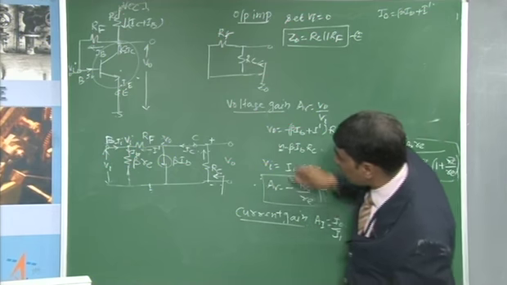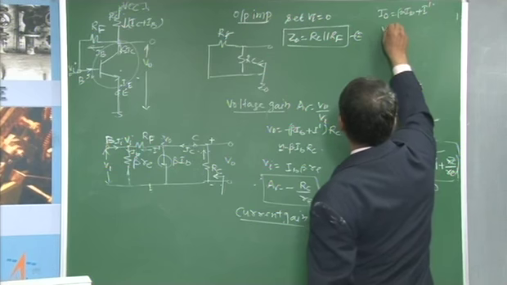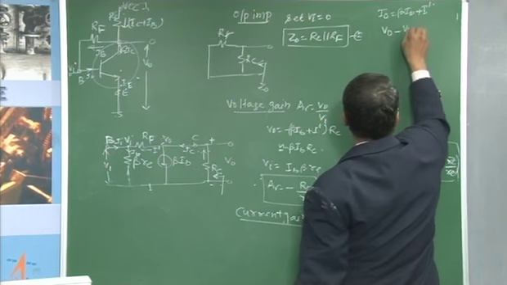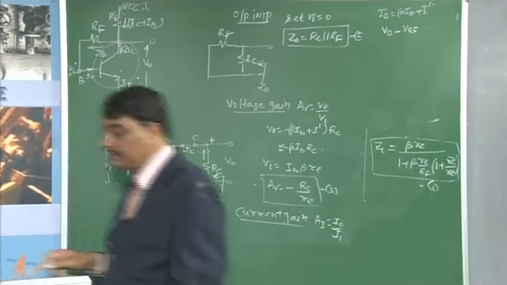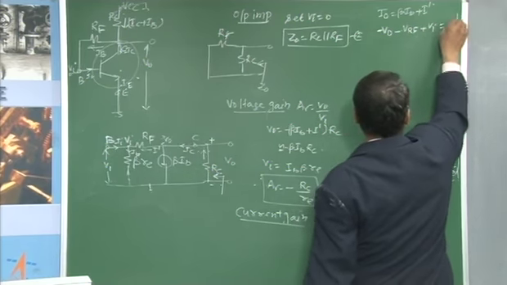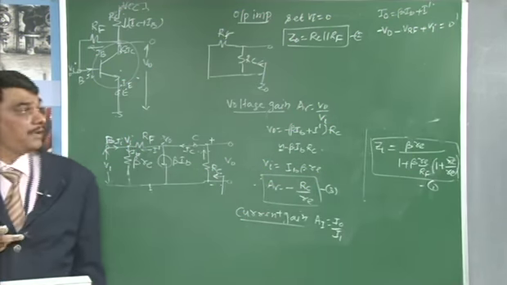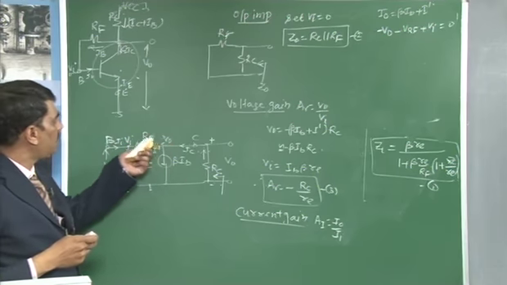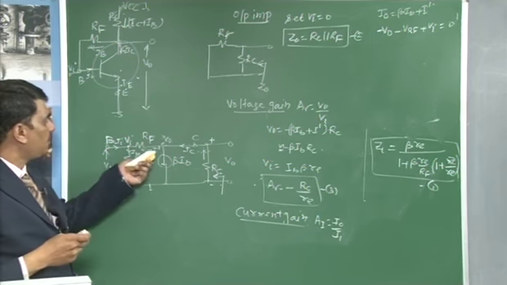Applying a feedback loop to this output circuit, you are going to get V naught minus the voltage drop across the feedback resistance RF plus Vi is equal to 0. You have to solve for the voltage drop across RF. That VRF is the current flowing through it, I dash, into RF.